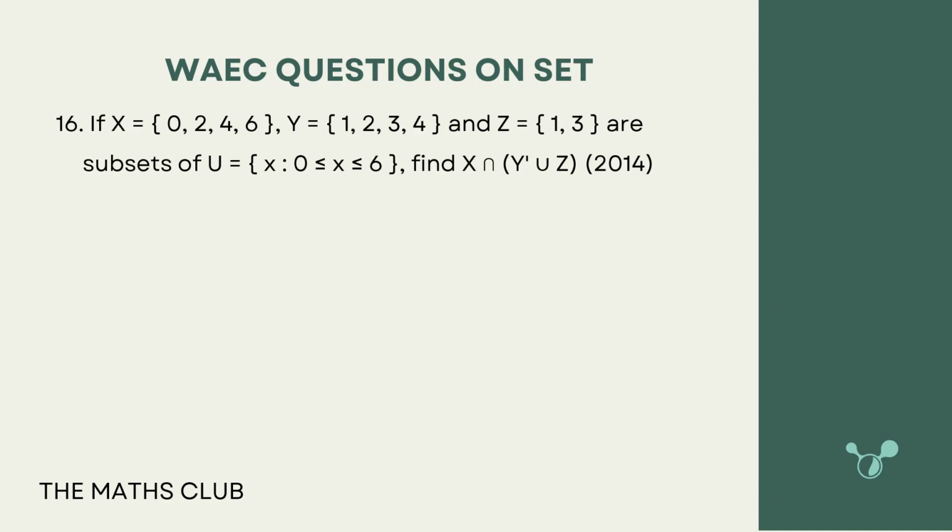Great. And the next question is saying that if set X is 0, 2, 4, 6 and set Y contains 1, 2, 3, 4, set Z contains 1, 3, and they are all subsets of these universal sets, find X intersection Y prime union Z in brackets. I want you to pause the video and try this out yourself. Welcome back. Let's solve it together.